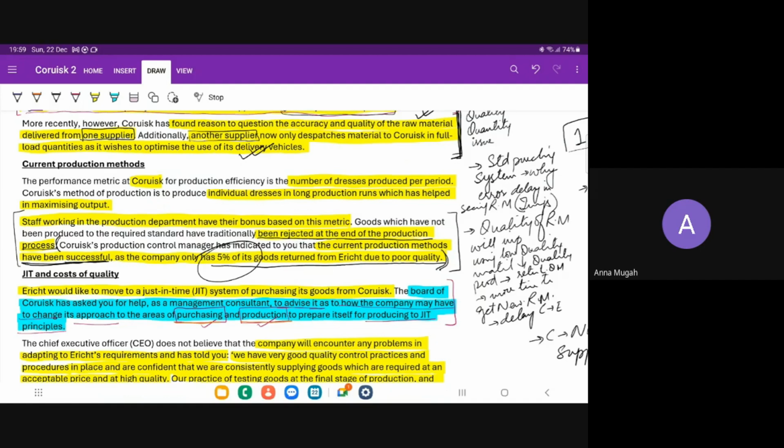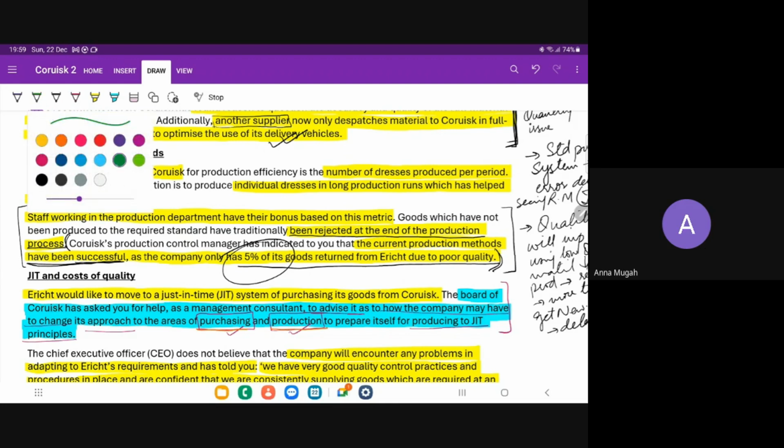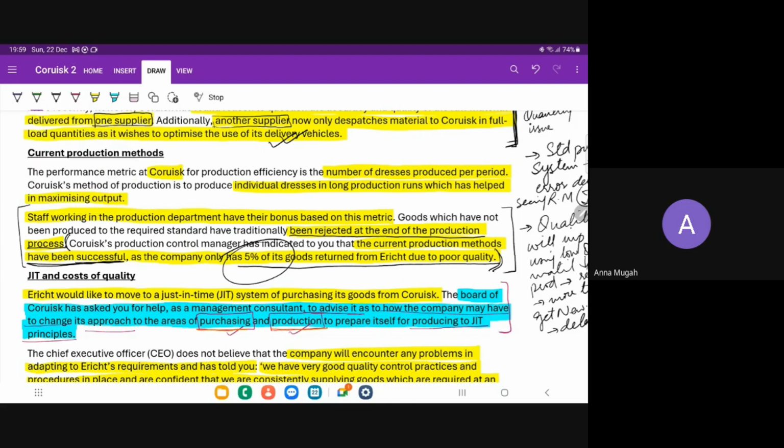So the performance metric at Corsair of production efficiency. Let me try to choose a different color so that we can differentiate. Okay. The performance metric for production efficiency is the number of dresses produced per period, right? This is basically how we are analyzing the performance. Individual dresses in the long production run. So that's something which we have already done.